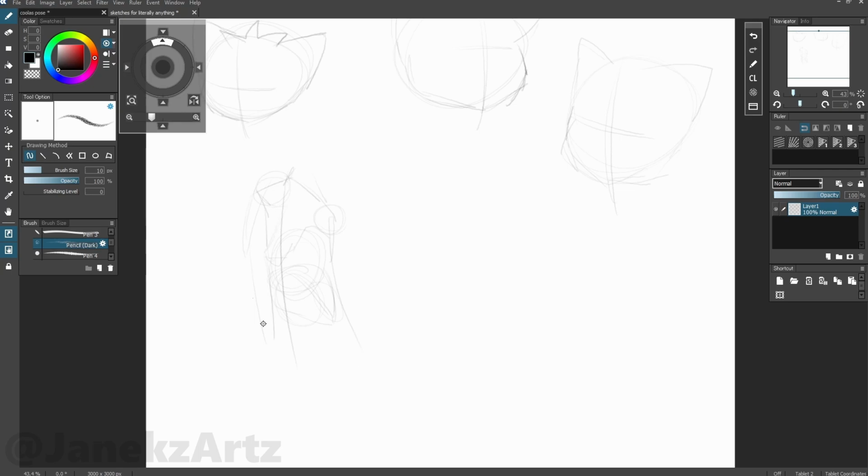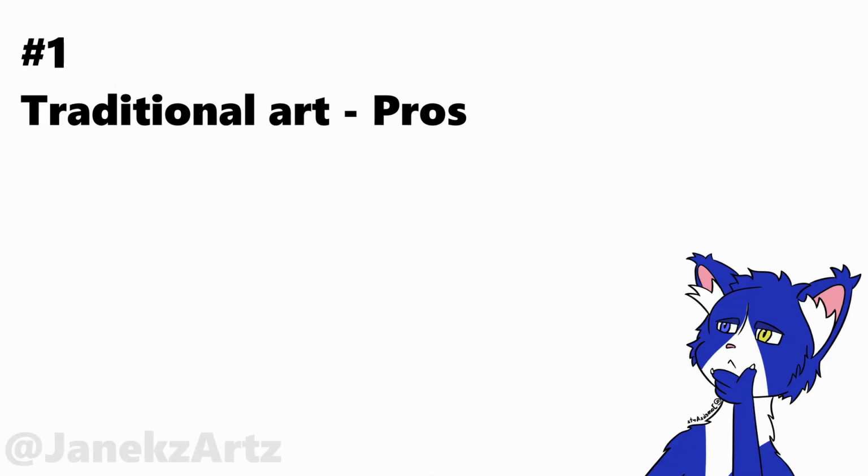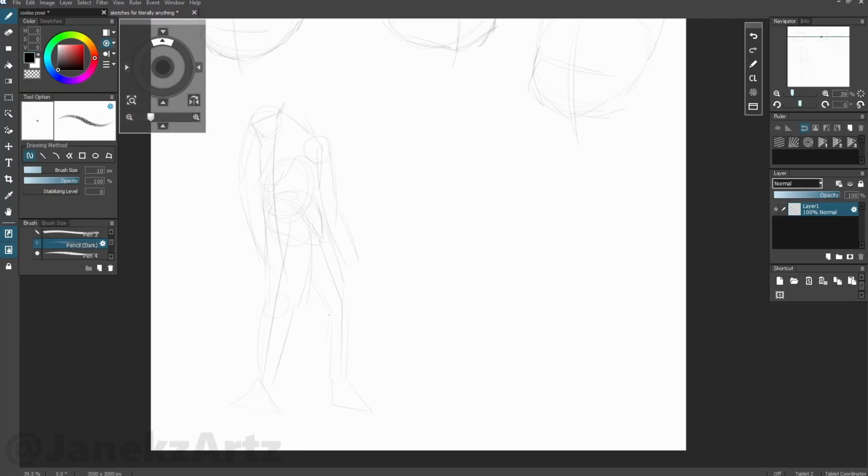Now, I'm going to start with traditional art, and let's first of all talk about the pros of it. So, the first advantage of traditional art is that when you're starting out, it can be cheaper because you don't have to buy that much expensive equipment to start drawing. You just need a piece of paper and a pencil. And this is one of the best and main advantages of drawing traditionally: it is very cheap at the start.